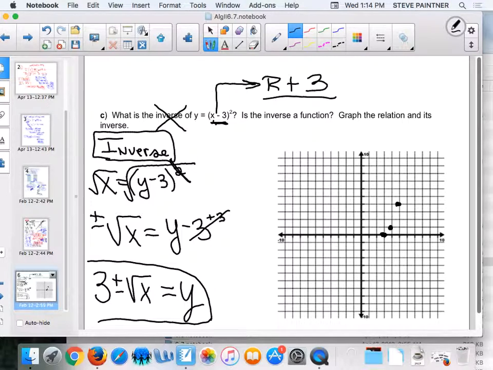Do you remember right 3? What was right 3? 9. Your parent is x squared. So if you go 3 goes into x squared, 9. 3 right, up 9, somewhere right about here. Then you can mirror it, mirror it here, mirror it there. And there it is. That is the function right there.